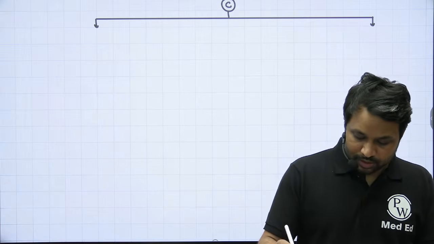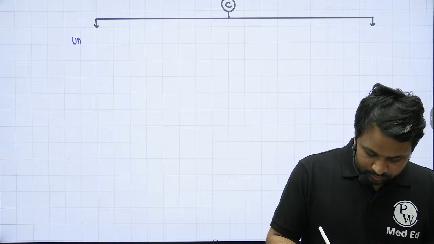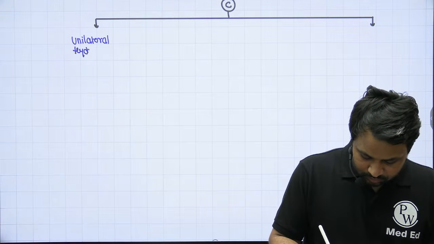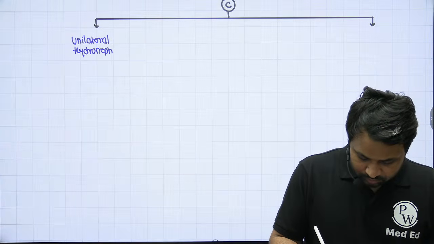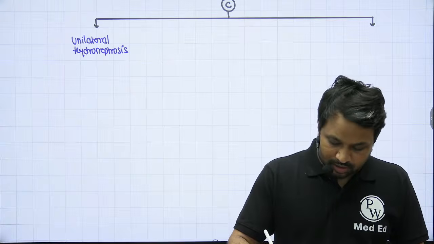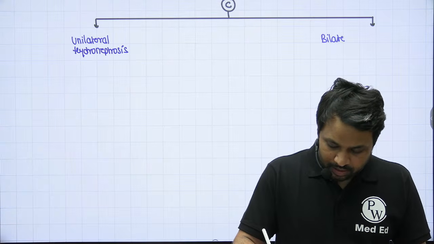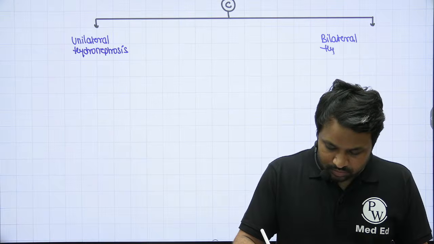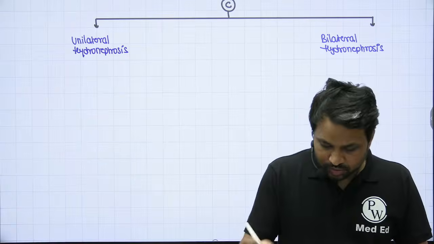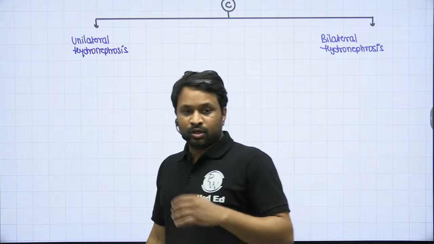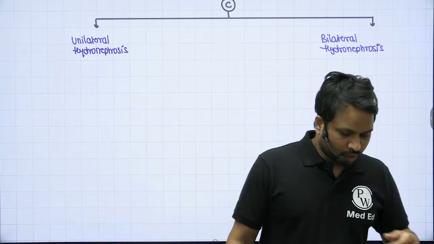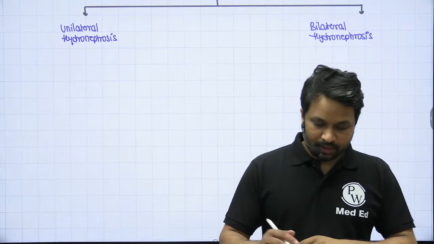So, causes that result in unilateral hydronephrosis and causes that result in bilateral hydronephrosis. Either it's going to be a unilateral hydronephrosis or it is going to be a bilateral hydronephrosis. Okay? Now, how do you know this?